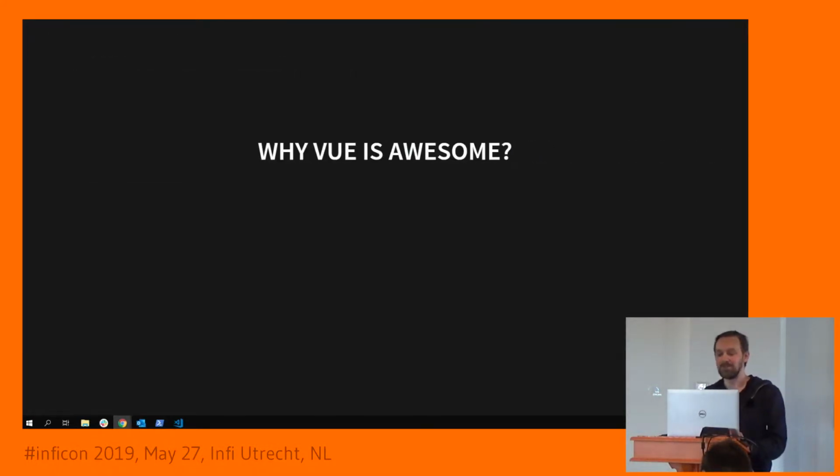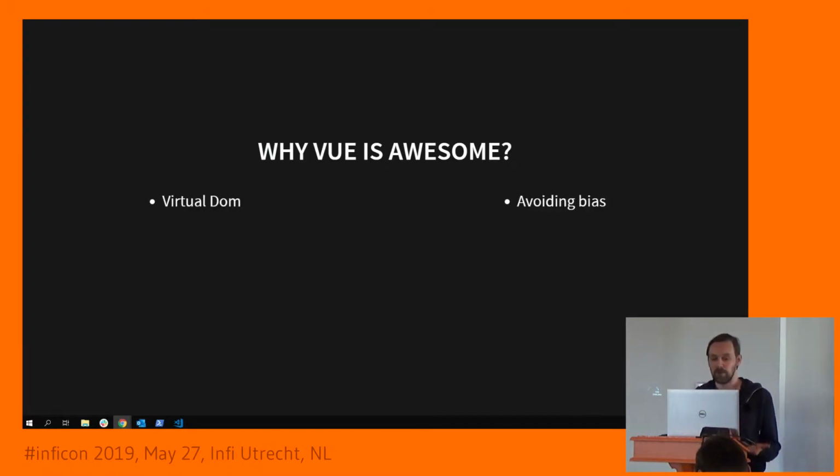So, why is Vue awesome? It uses the virtual DOM, as we've discussed. It tries to avoid bias, right? According to the docs, the core team tries very hard to avoid bias. And this is noticeable when you see so many different ways in which you can set up your project. You can use TypeScript, but it's optional. You can use single file components or class-based components. You can use templates or render functions with or without JSX. So you can really tailor your development experience to your own preference or needs.